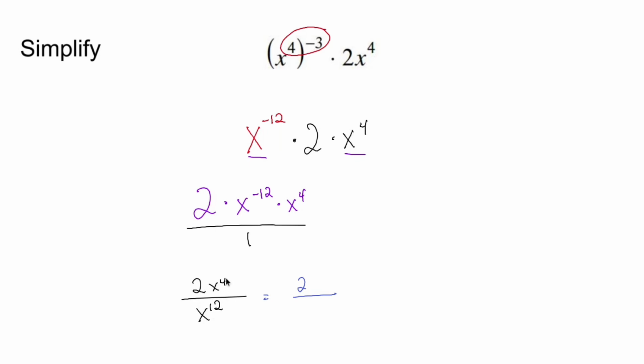When you divide terms of the same base, figure out which one's more powerful. The denominator is more powerful, so leave the x down there. Then you subtract the exponents. 12 minus 4 is 8. So if I have 4 x's in the numerator and 12 x's in the denominator, I end up with 8 x's in the denominator. Let me write this out to make it look a little bit cleaner. So I have 2 over x to the 8th, and that's my answer.